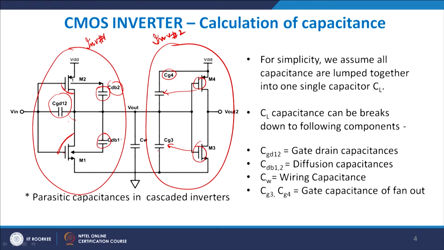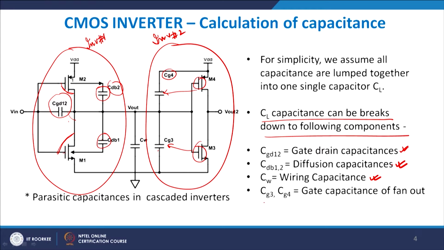So, that is what I was saying, that CL, the load capacitance, can be broken down into the following components: CGD12, which is this one, gate to drain capacitance; CDB12, drain to bulk, the depletion capacitances, and this is your diffusion capacitances. CW is basically the wiring capacitance. So, any wire, just like your RLC element can be broken down, there will be a wiring capacitance there.